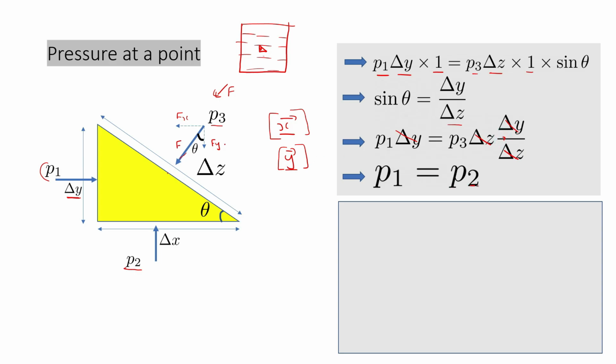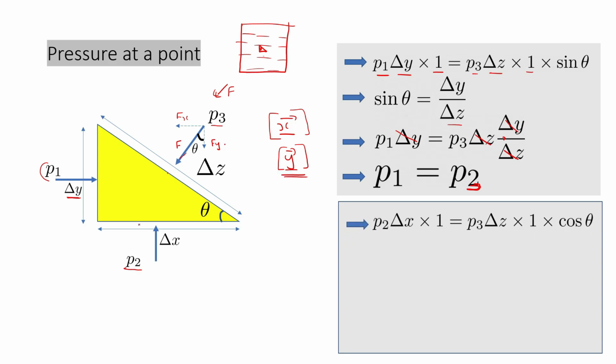So here it is P3. Not P2, it is P3. P1 is equal to P3. Now we want to prove P2 is equal to P3. For that we will take the y direction. So what all are the forces acting in the y direction?